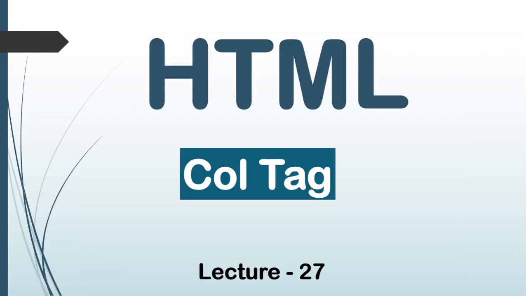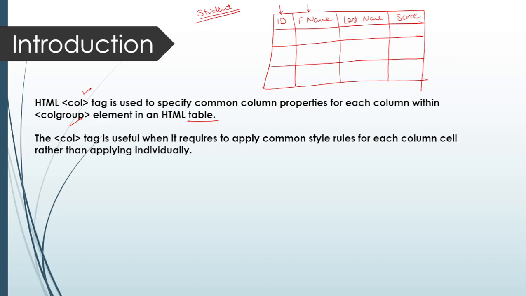Next important thing here is the col tag specifies column properties for each column within a colgroup element, and the col tag is useful for applying style to entire columns instead of repeating the styles for each cell or for each row. Okay, so this statement is very important. Let me just repeat this. The col tag is useful for applying styles to the entire column instead of repeating the styles for each cell or for each row, right?